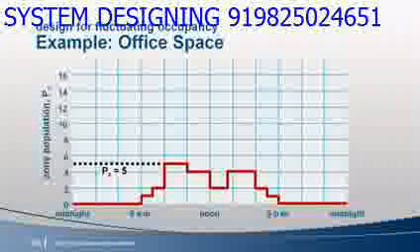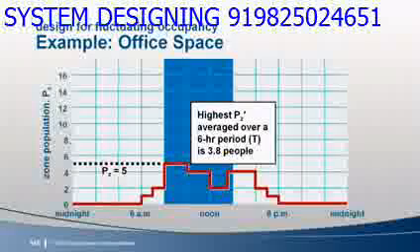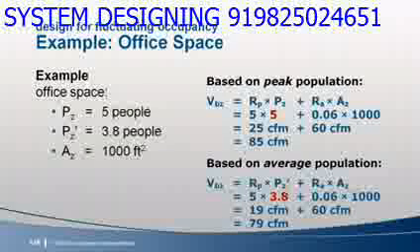This slide is the expected occupancy profile for our office space example. At least one person is in the office from 6 a.m. until 6 p.m., and the maximum number of occupants is 5. But the actual number of people fluctuates throughout the day. The highest average population over a 6-hour time period is 3.8. So, when solving our breathing zone equation again, this time using our average population, we find the required airflow drops to 79 CFM compared to 85 CFM when based on peak population.